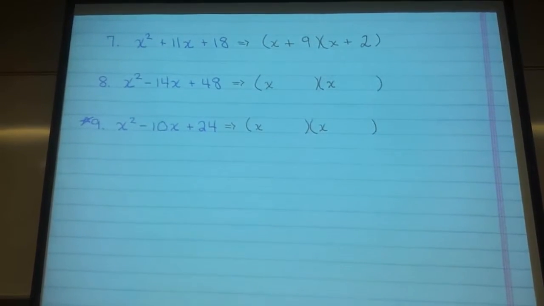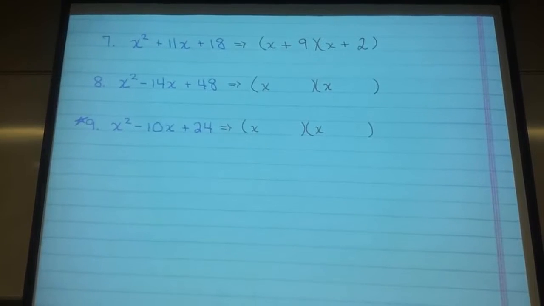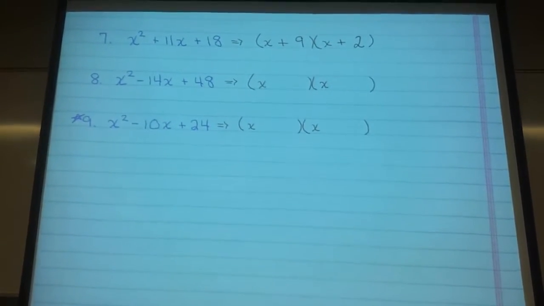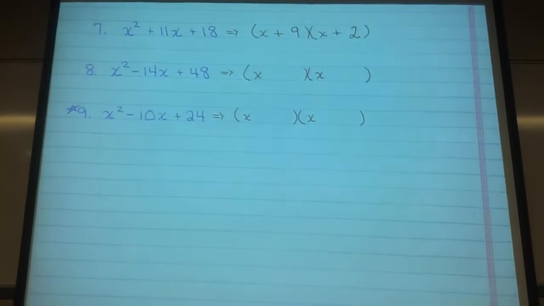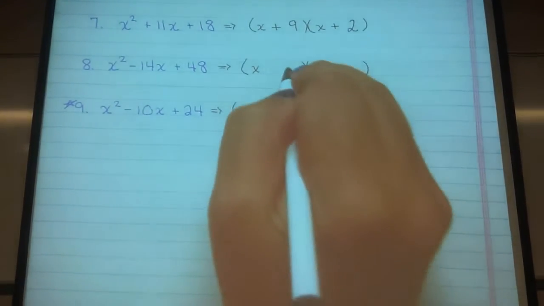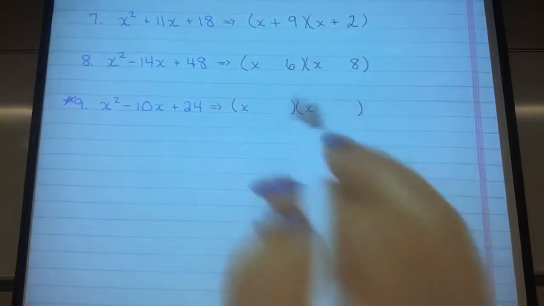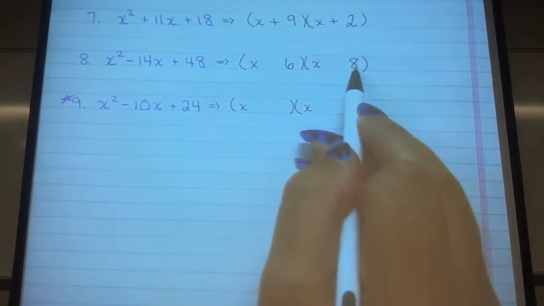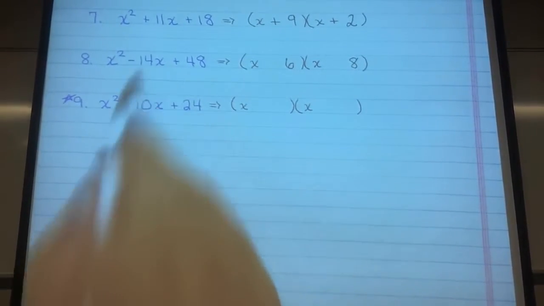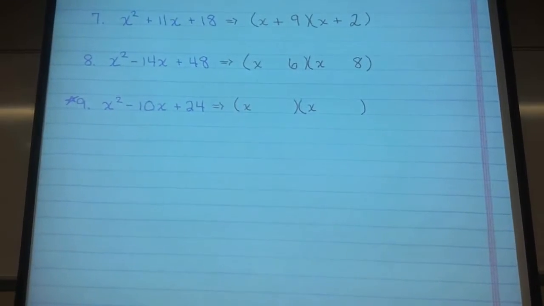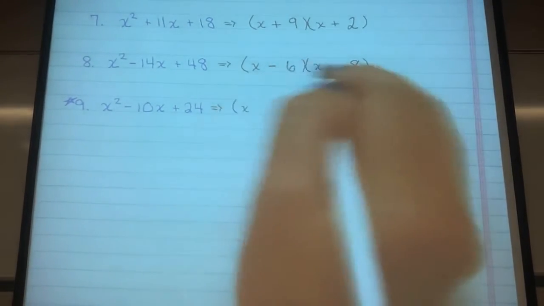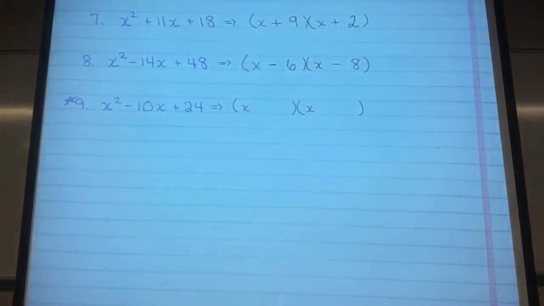Number 8. Two numbers that multiply to 48 but give you 14. 6 and 8, or 8 and 6, it doesn't matter which way you write it. Now 6 and 8, we have to add them to get 14. What's the sign on 14? Negative. So both of these need to be negative, so you can add them. You can only add them if they're the same sign.